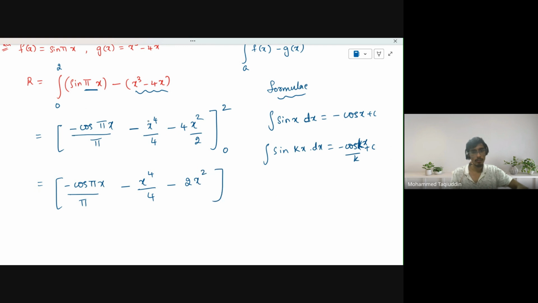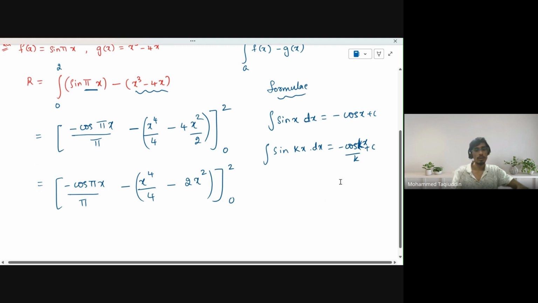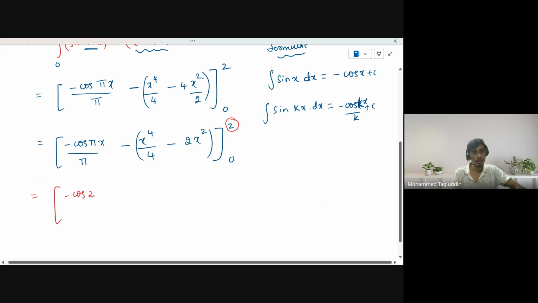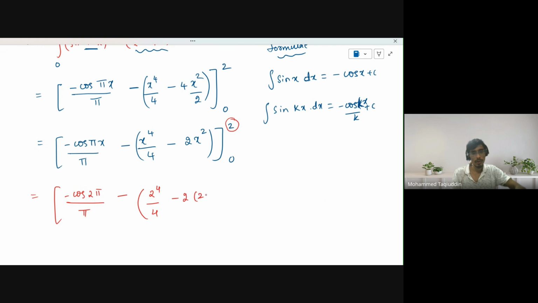This one you have to keep in brackets. Okay, yeah. So now I'm going to substitute 2 as a, using the rule we have in integrations. First I have to put the upper limit in this. Okay, let's see what happens. Minus cos 2 pi upon pi minus 2 power 4 upon 4 minus 2 square. This is the first thing I have finished, isn't it?